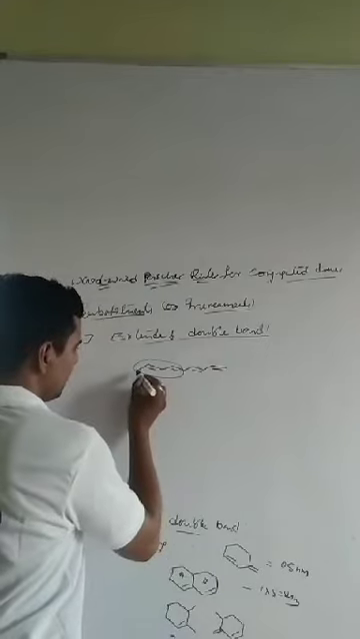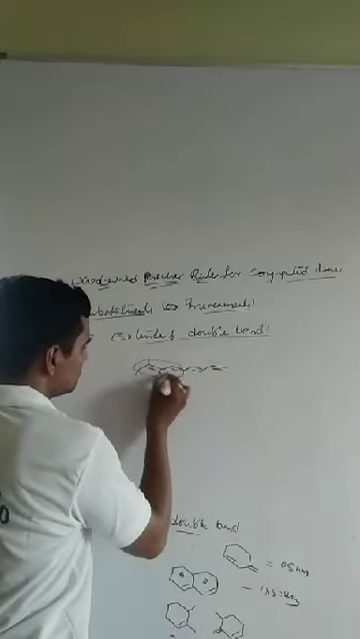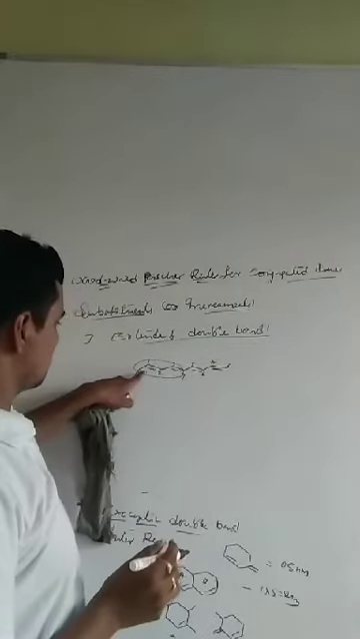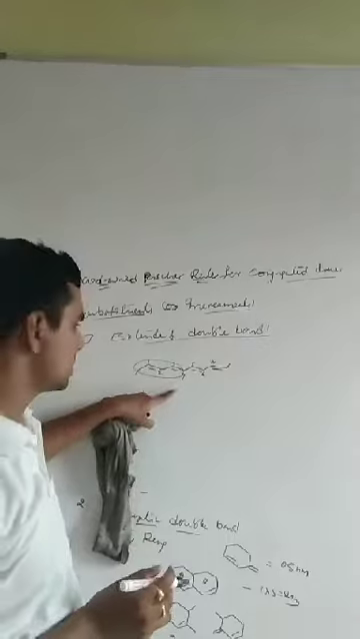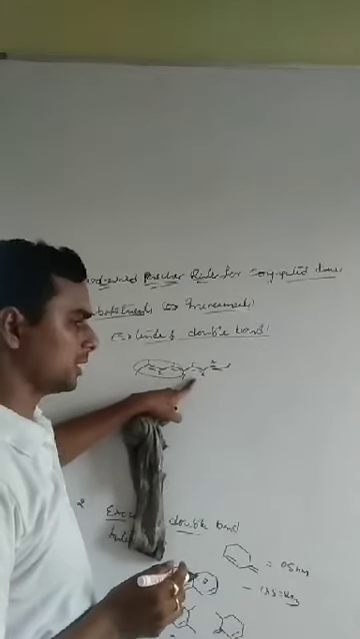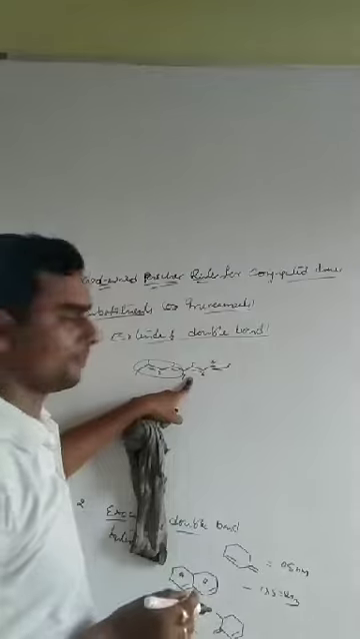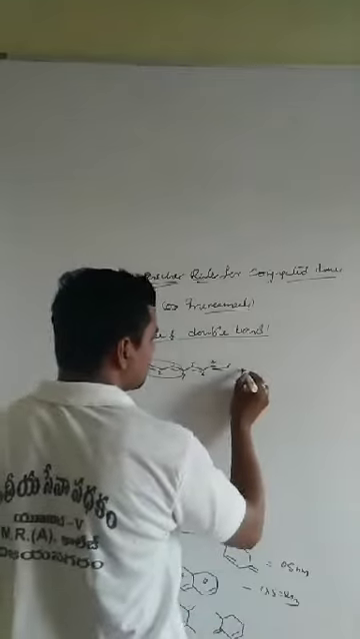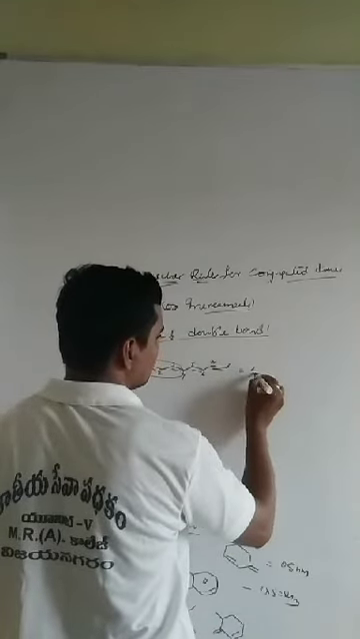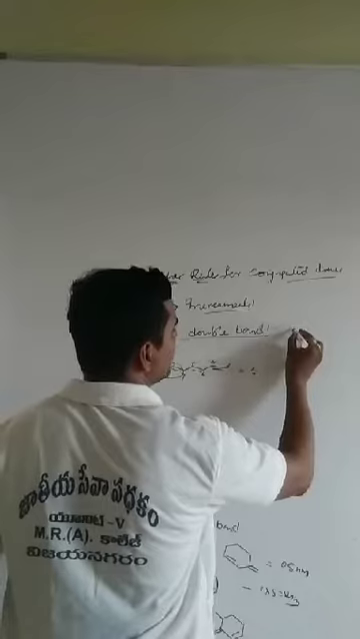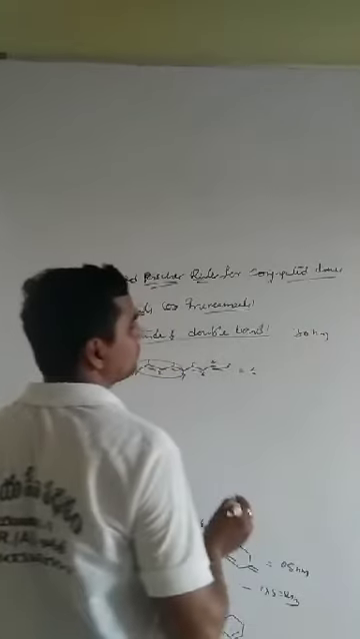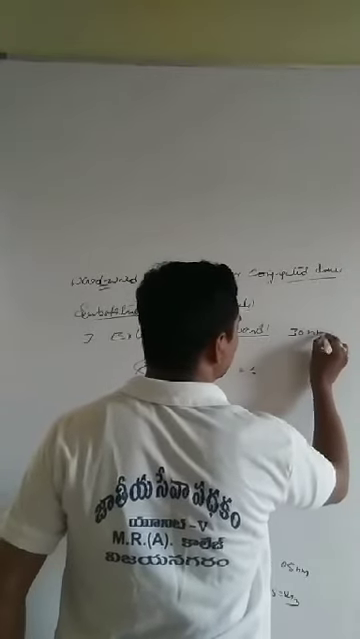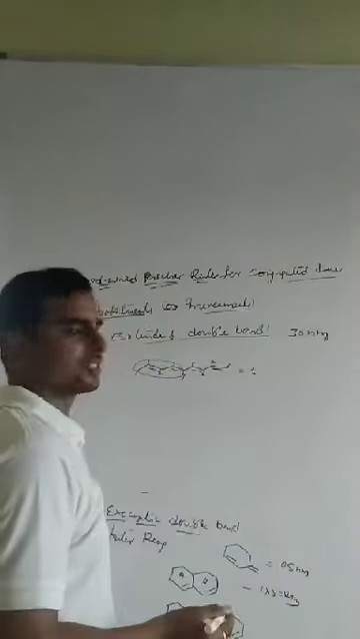Here you see 1, 2, 3, 4, 5, 6, 7, 8. The conjugate system must have 4 carbons, so the remaining carbons are extended double bonds. Here 5, 6, 7, 8 is where the extension takes place. So these have 2 extended double bonds. The basic value is 30 nanometers, so 2 into 30 is 60.